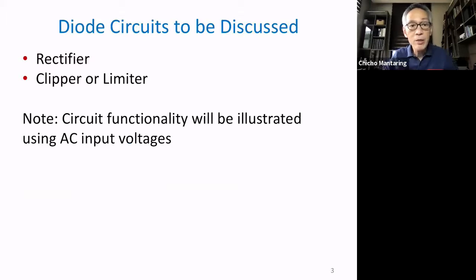The inputs of these circuits are assumed to be non-time varying. The input of a rectifier and the input of a clipper or a limiter, the assumption is these are time varying. These are time varying inputs. And for purpose of illustration, we're going to assume that the inputs are AC input voltages. Okay, but that does not mean that is the only type of situation that you will encounter in this course. You might encounter different types of input voltages, and you should be able to solve for what the output is going to look like.